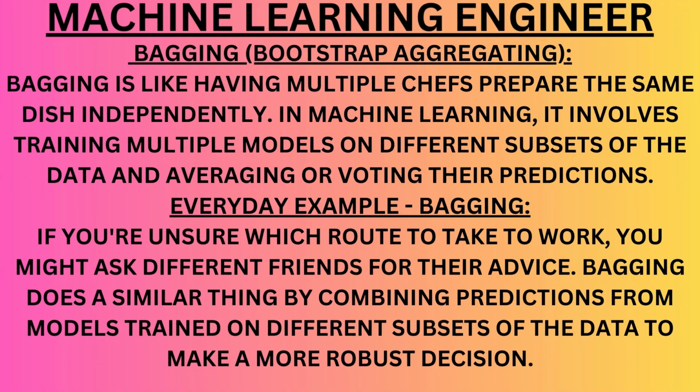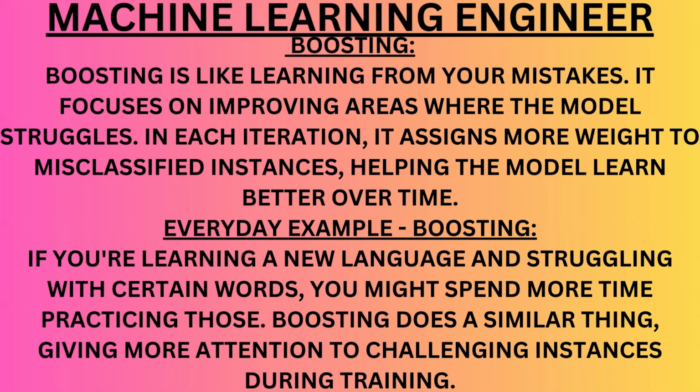Bagging, bootstrap aggregating. Bagging is like having multiple chefs prepare the same dish independently. In machine learning, it involves training multiple models on different subsets of the data and averaging or voting their predictions. Everyday example, bagging. If you are unsure which route to take to work, you might ask different friends for their advice. Bagging does a similar thing by combining predictions from models trained on different subsets of the data to make a more robust decision.